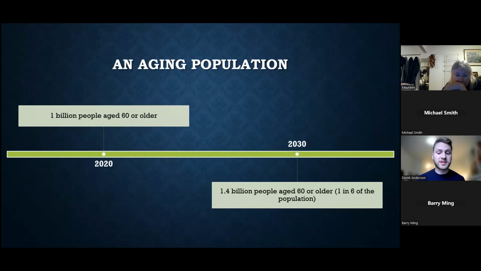To give you a bit more context, we do have an aging population. By recent estimates, in 2020 there were roughly 1 billion people aged 60 or older, and it is estimated that by 2030 this number will increase to 1.4 billion. That's where we get the rough proportion of 1 in 6 of the population. This shows that individuals aged 60 or older are a significant part of the population, and it seems will only continue to grow in the near future.